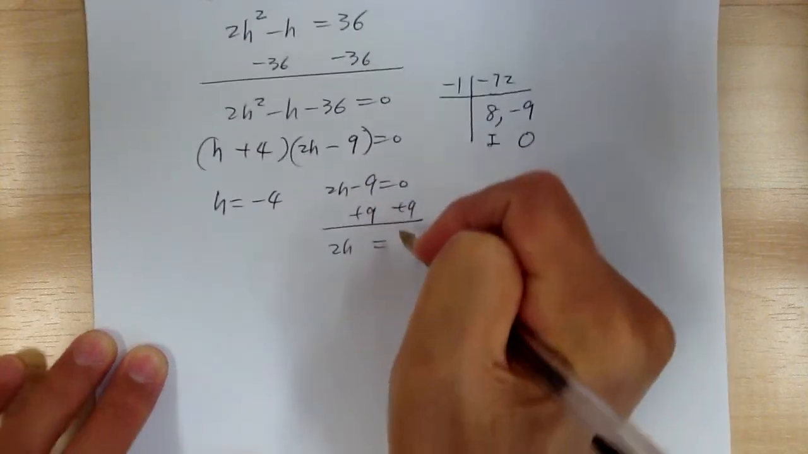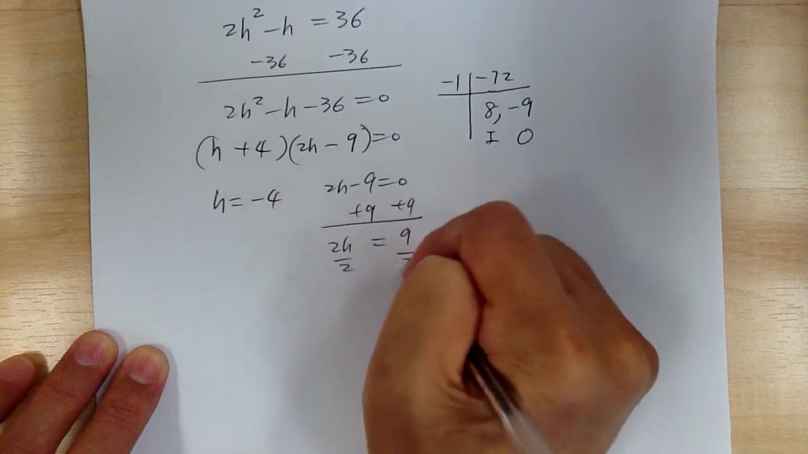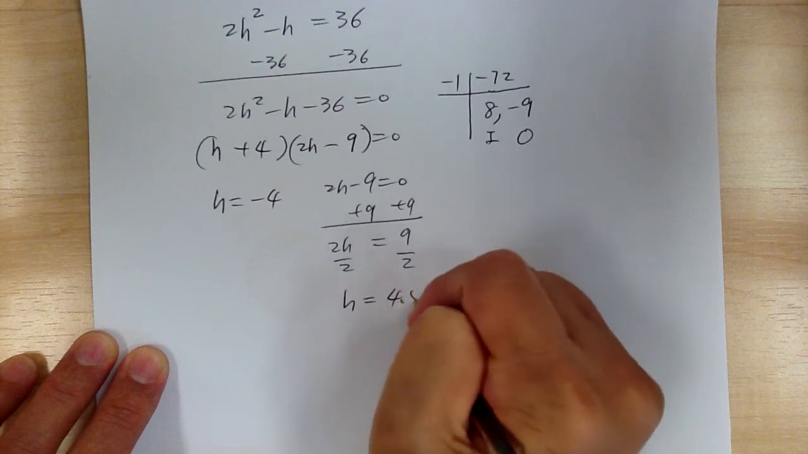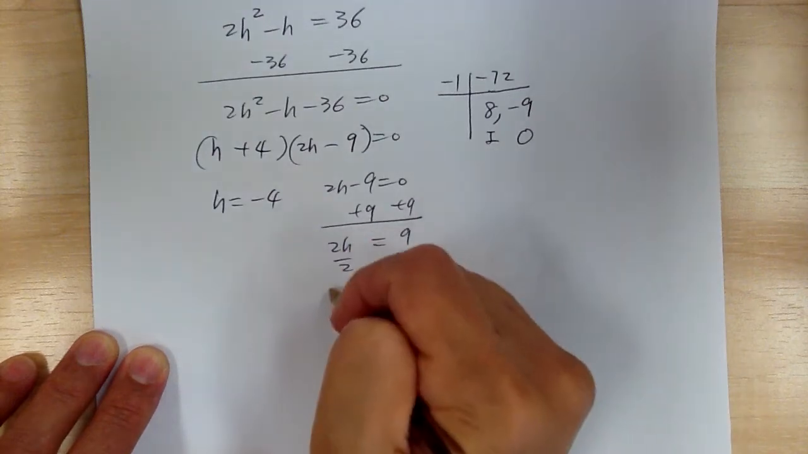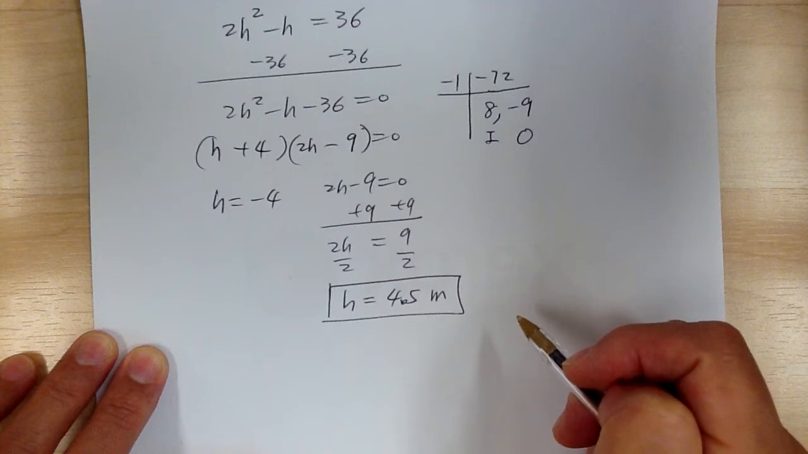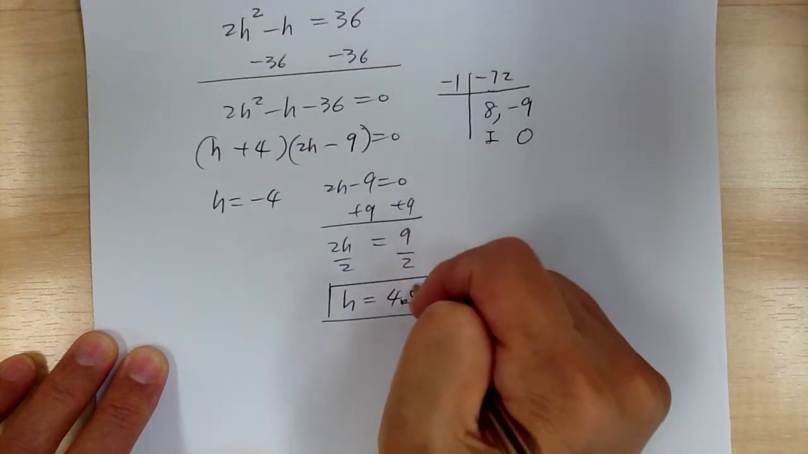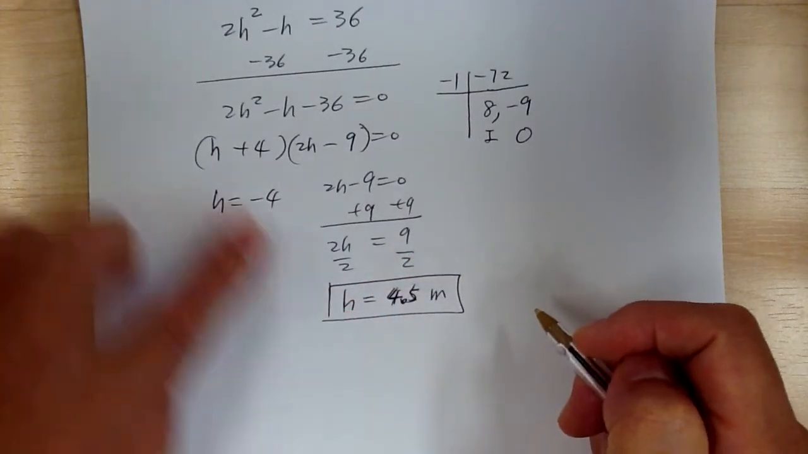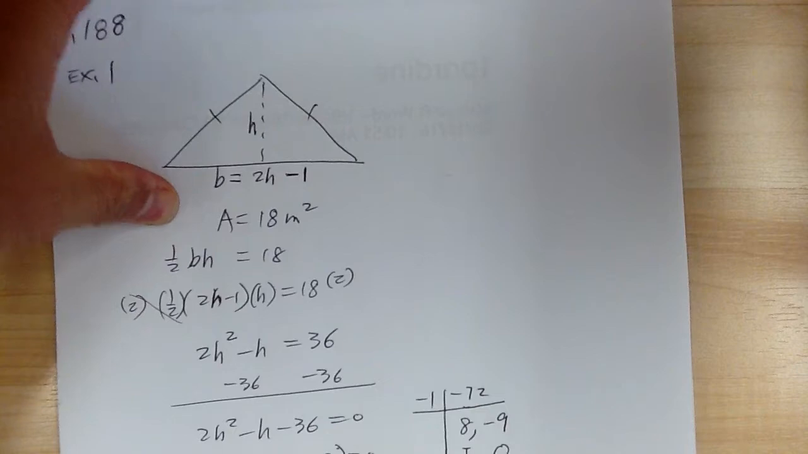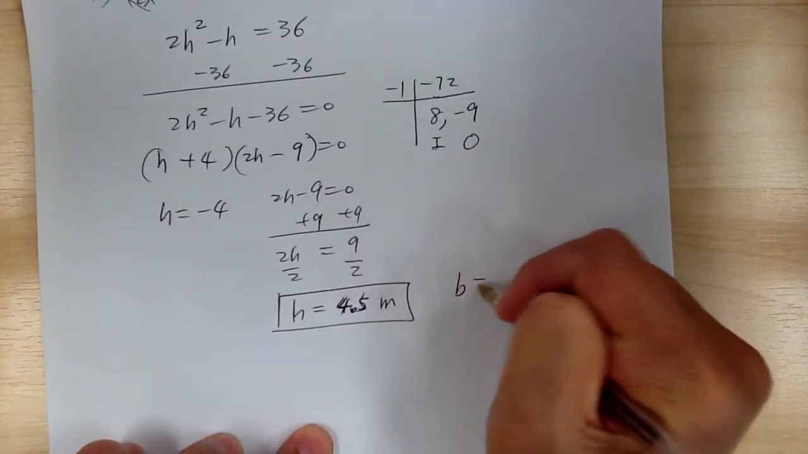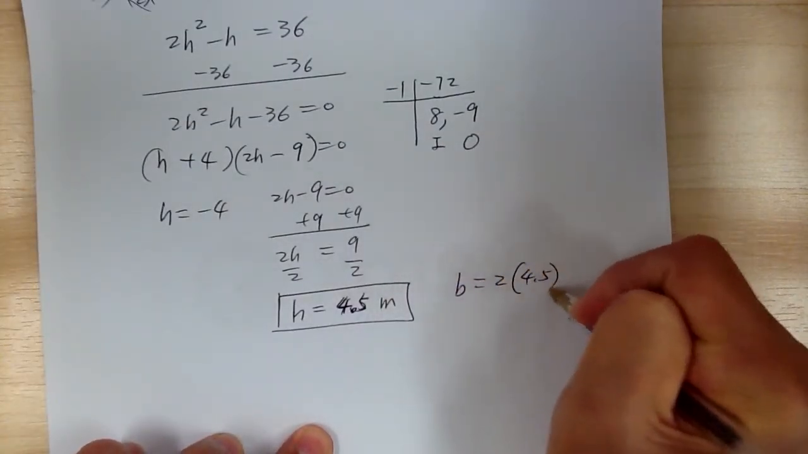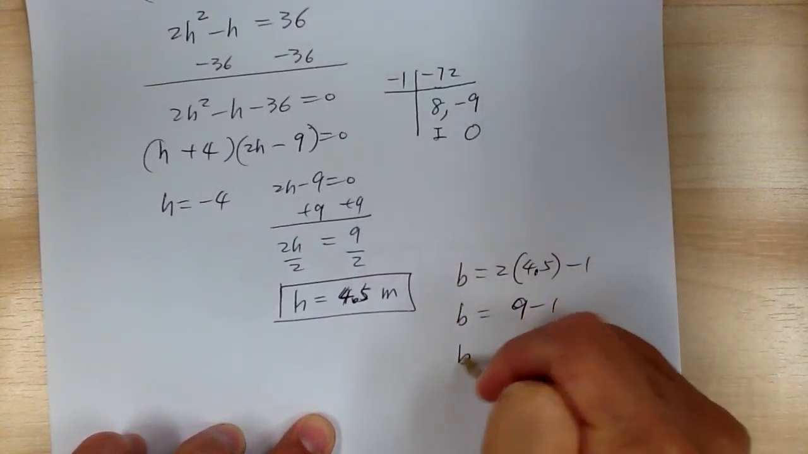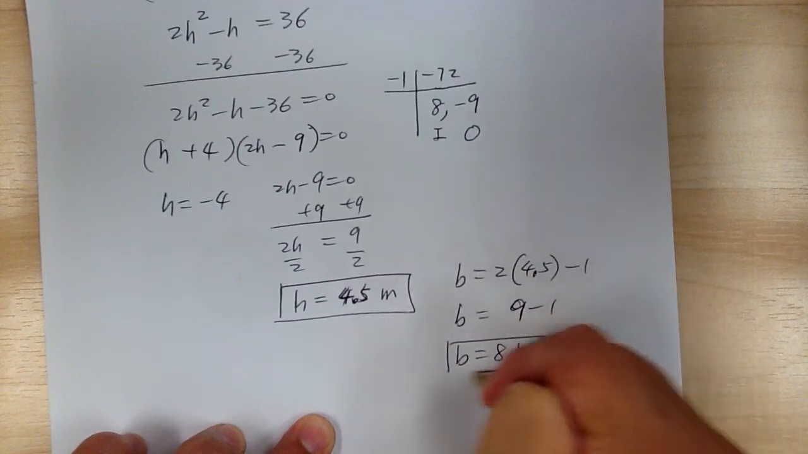So 2h equal to 9, divided by 2, divided by 2. So h equal to, now you can use decimal, you can use fraction, it doesn't matter. And you have to put in the label, right? So height is 4.5 meters. Now it says find its dimension. Find dimension means you're looking for the base and the height. So once you find the height, you can come over here to find the base. So base equal to 2 times h minus 1. So base equal to 9 minus 1. So base equal to 8 meters, and that's it.